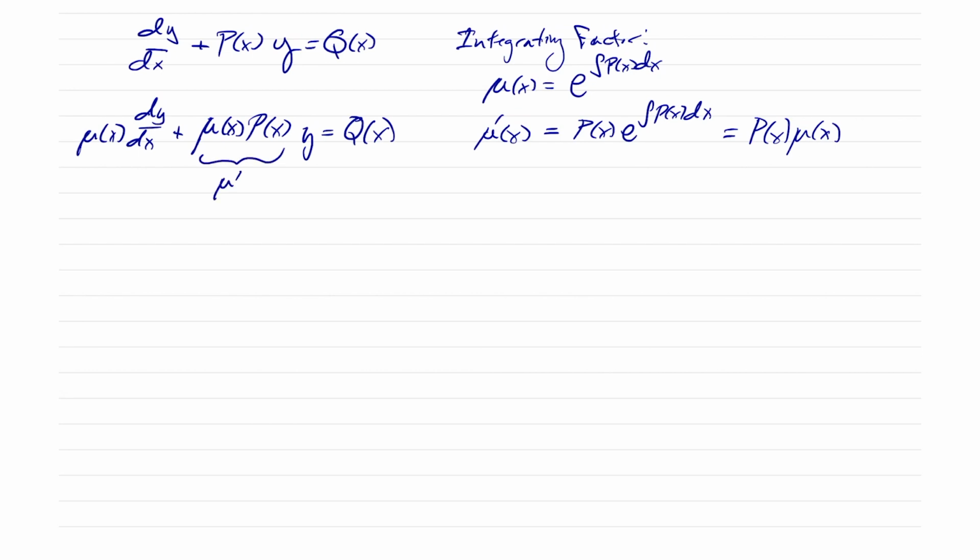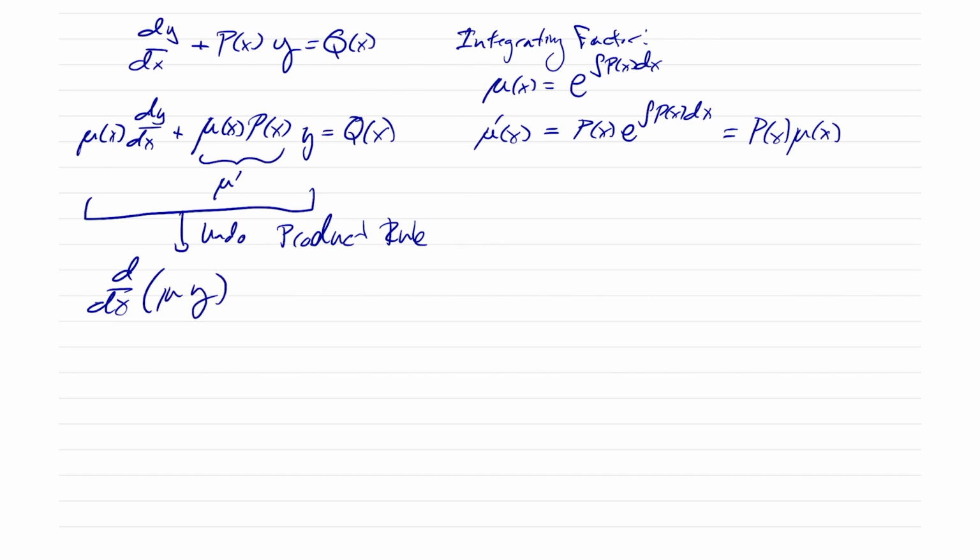And so then what we can do is we can undo the product rule. And what we get is this. We get d by dx of mu times y is equal to q of x. And we should have had mu over here too, because we multiply both sides by that. So times mu of x.